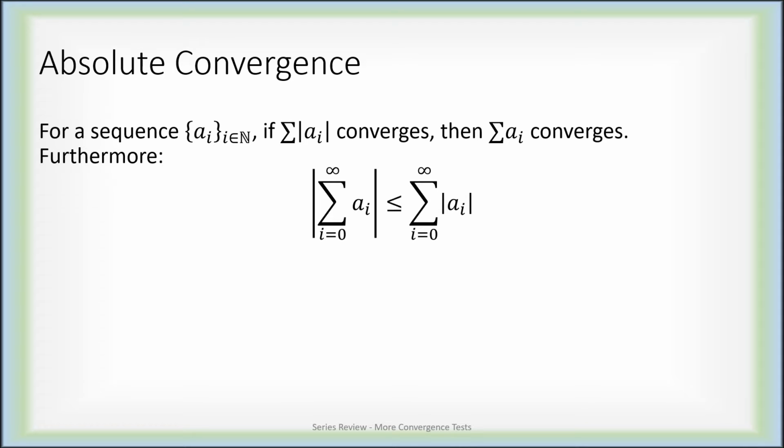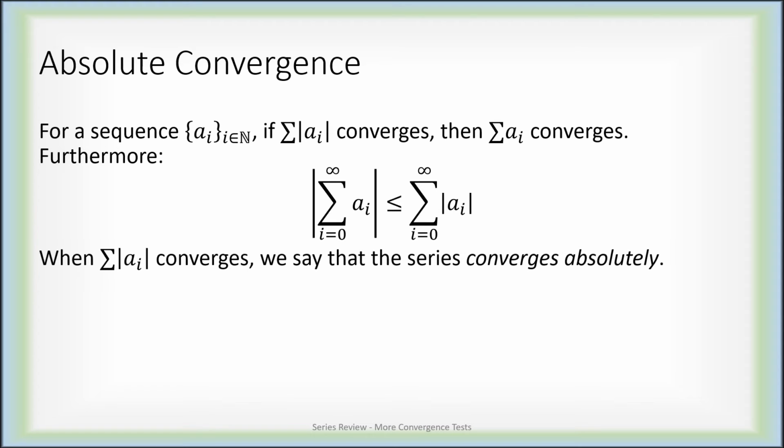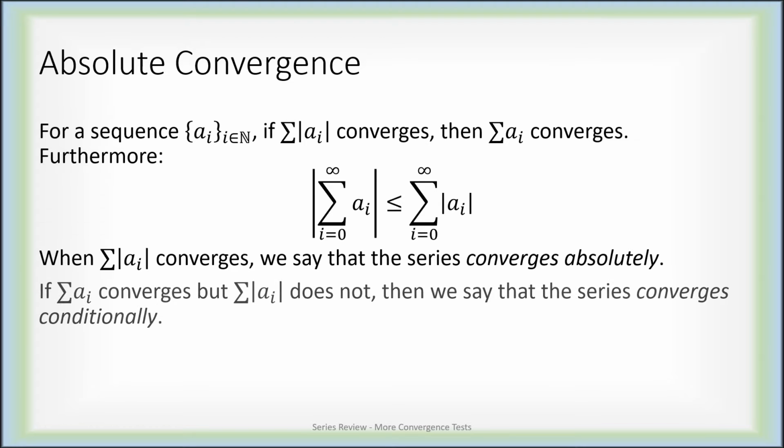Furthermore, we get an inequality. The absolute value of the series formed out of a_i is less than or equal to the series formed out of the absolute value of a_i. When the series of the absolute values converges, we say that the series converges absolutely. If a series converges, but it doesn't converge absolutely, that's called converging conditionally.